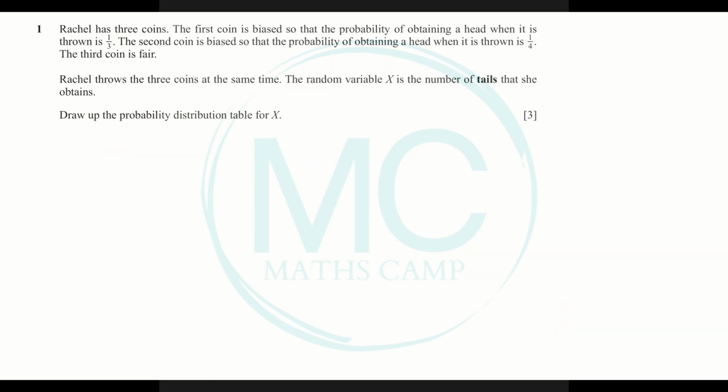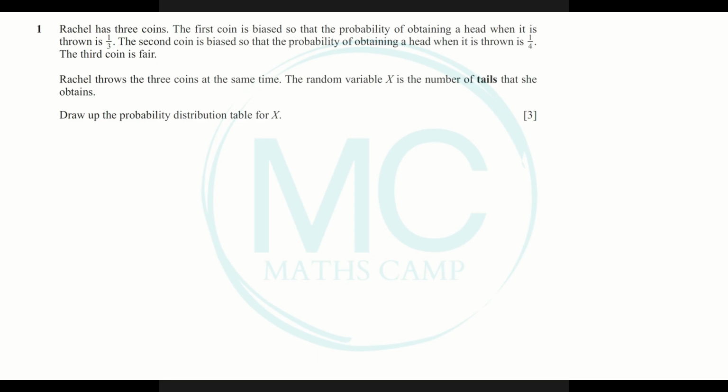Rachel has 3 coins. The first coin is biased, so that the probability of obtaining a head when it is thrown is 1/3. The second coin is biased, so that the probability of obtaining a head when it is thrown is 1/4. The third coin is fair. Rachel throws 3 coins at the same time. The random variable X is the number of tails that she obtains. Draw up a probability distribution table for X.